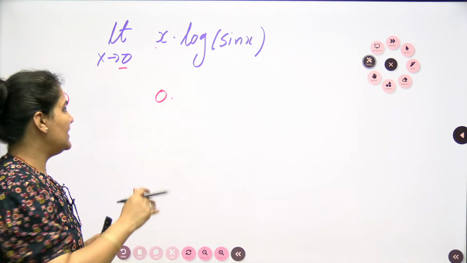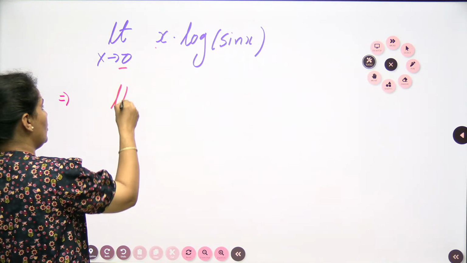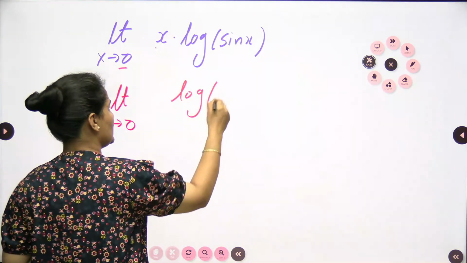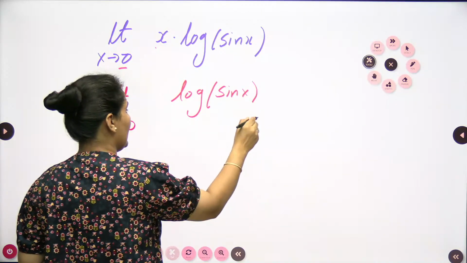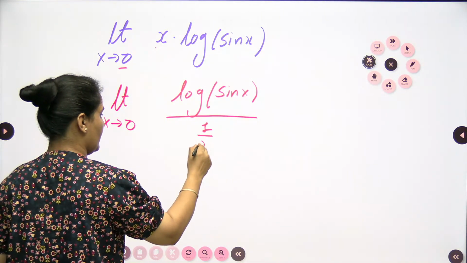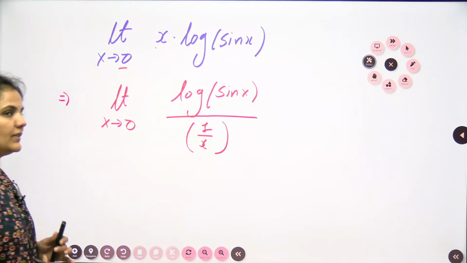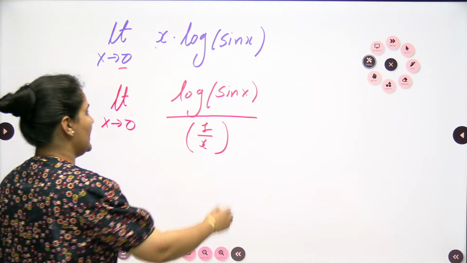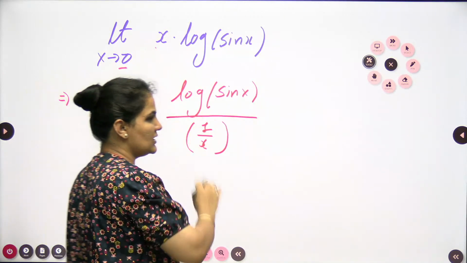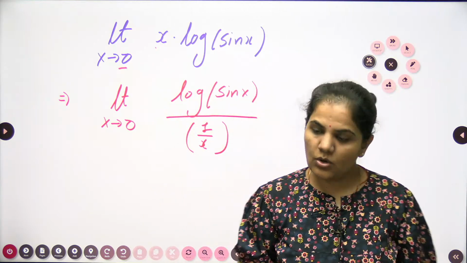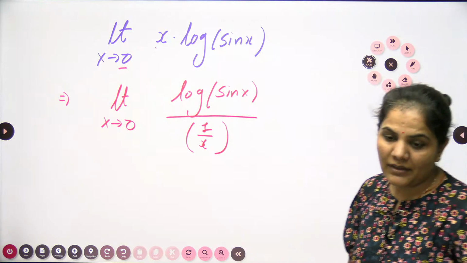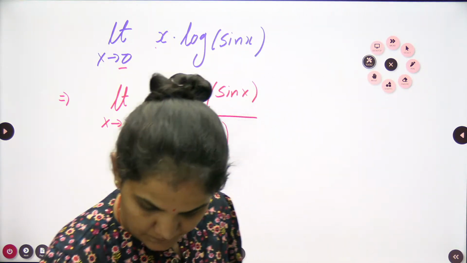So here I need to convert this form. I can write my question as limit x tends to 0 of log of sin x as it is, and x as 1 by x in the denominator. Now can I approach the question? I have limit x tends to 0 of log sin x over 1 by x. When I approach this, sin 0 is 0, so log sin x goes to minus infinity, and 1 by 0 is infinity. So now can I apply L'Hospital's rule?